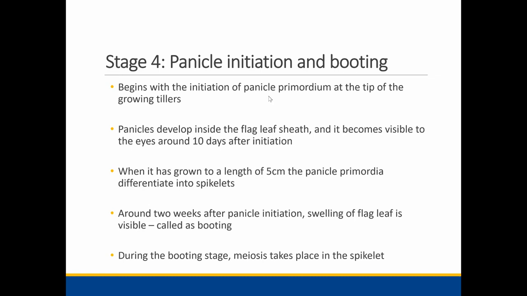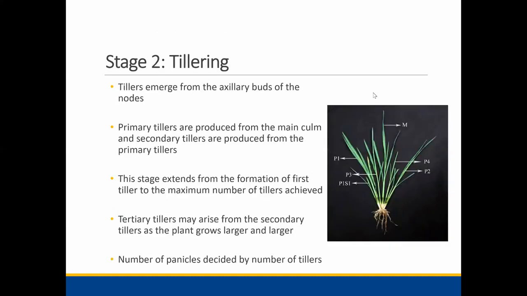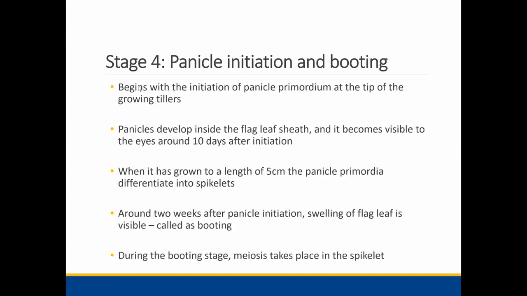the place where it originates, at the tip of the growing tillers. If I show you the tillering, that's our stage 2, we said that we will have primary, secondary, and tertiary tillers. If the tillers are productive, then on the top of them they will produce panicles. So that's what this first bullet point says: begins with the initiation of panicle primordium at the tip of the growing tillers.